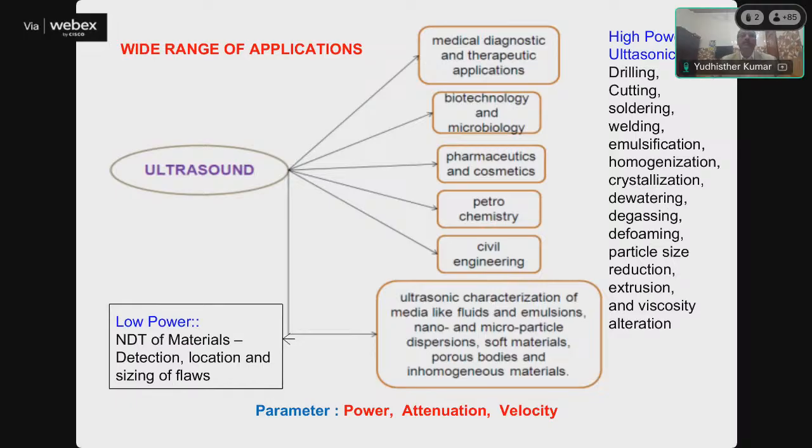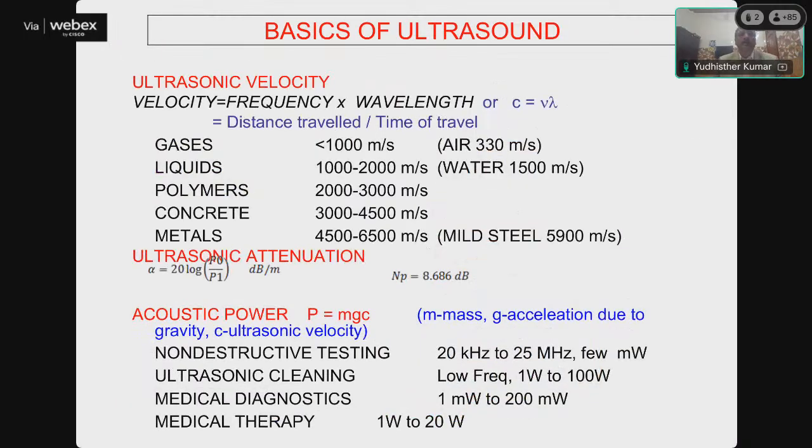Now, if we see the basics of ultrasound, ultrasonic velocity can be defined or evaluated by the product of wavelength used and frequency of the ultrasound waves, or it can also be distance traveled divided by travel time. Usually, what we have seen is that in gases, the ultrasound velocity is less than 1000 meters per second. In air, it is 330 or of that order. In liquids, it is 1000 to 2000 meters per second. In polymers, 2000 to 3000 meters per second. In concrete, it is 3000 to 4500 meters per second.